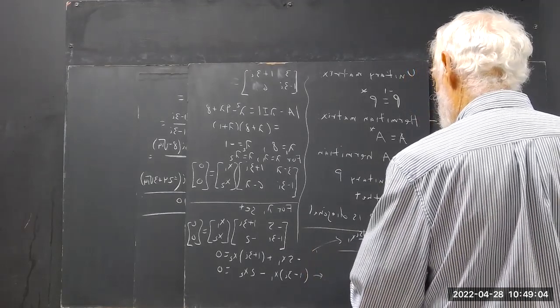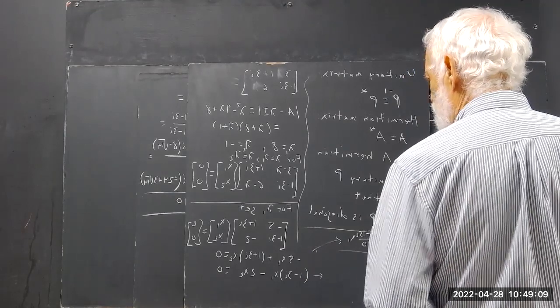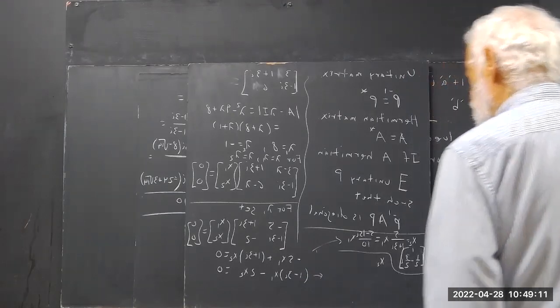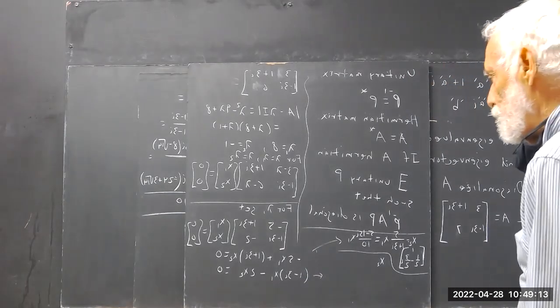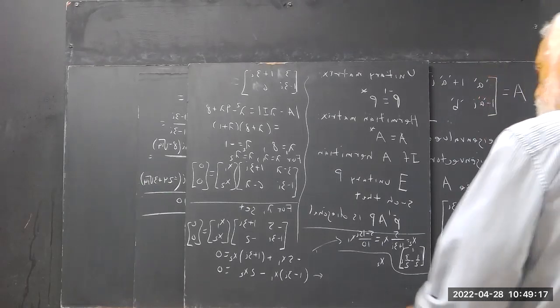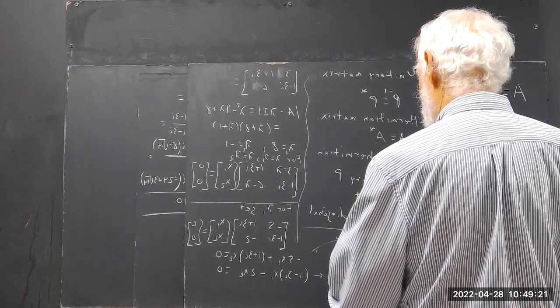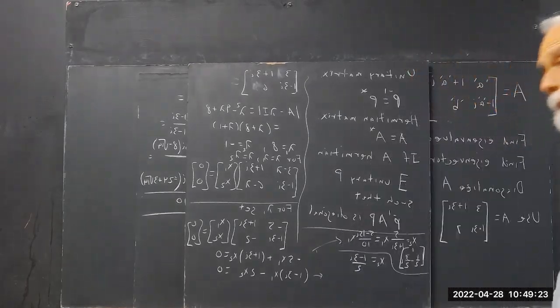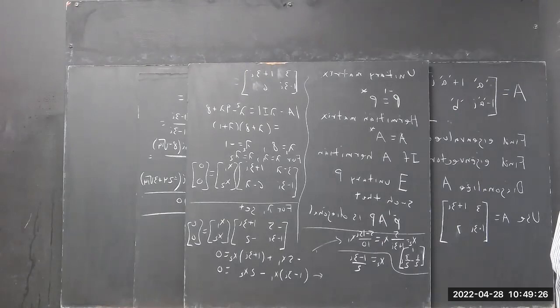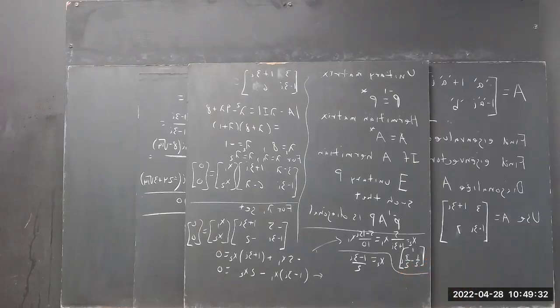I get, wait a minute. Yeah, never mind. X2 is 1 minus 3i over 2. Well, that's 1/2 minus 3 halves i. Okay, so it works.